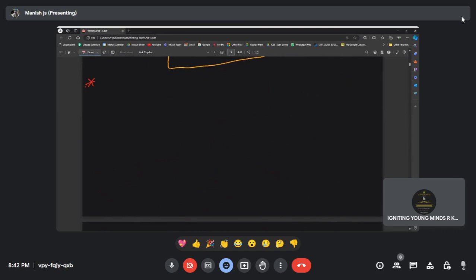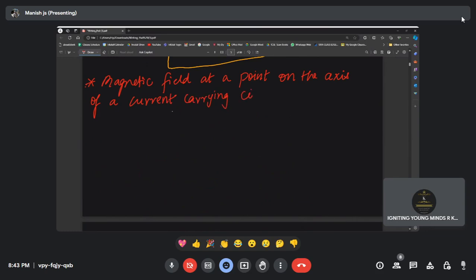We are now going to see what is the expression for magnetic field at a point. I'll just write it here. Magnetic field at a point on the axis of a current carrying circular loop.